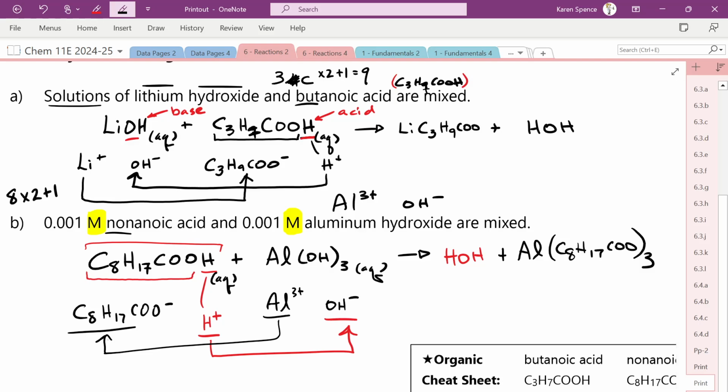And to balance it, I need to have 3 of the nonanoate ions, 3. That means I need 3 hydrogens. So I'll put a 3 here. That gives me 3 hydrogens, and that also gives me 3 hydroxides. And fortunately, oh, look, I have 3 hydroxides. Isn't that wonderful? Yes? Okay.